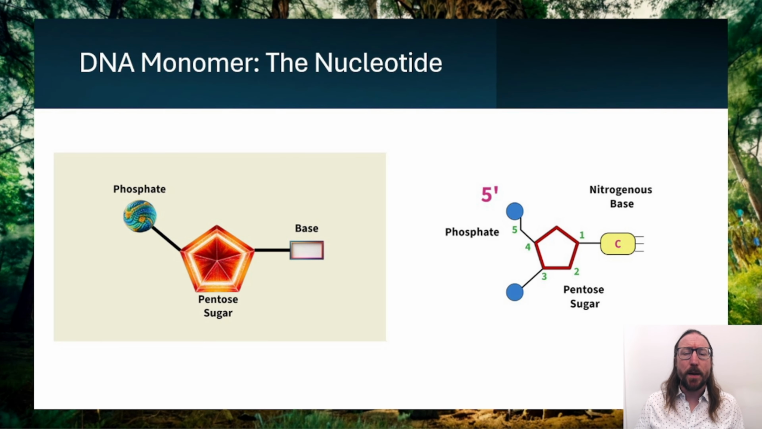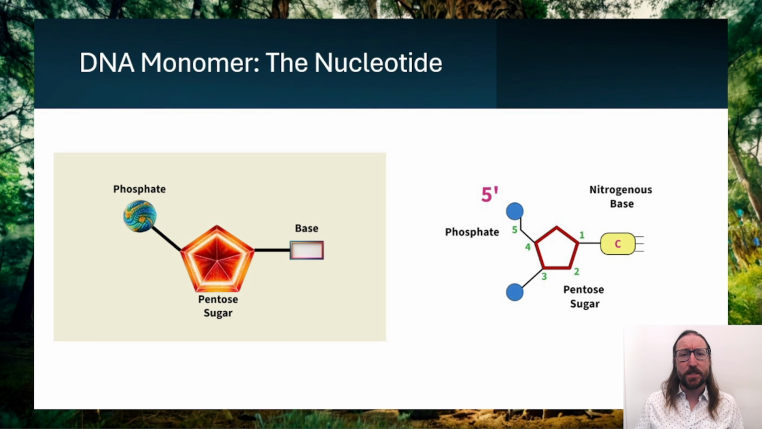DNA is a polymer made up of nucleotides, which are its monomers. If this sounds familiar, it's because in our proteins episode, we learned about amino acids being the monomers for proteins, just like nucleotides are the building blocks of DNA and RNA. We've got two pictures here, a more simplified one on the left and the one on the right, which is a little bit more detailed.